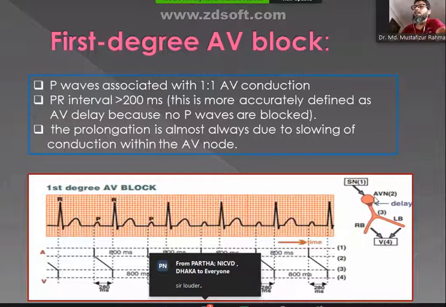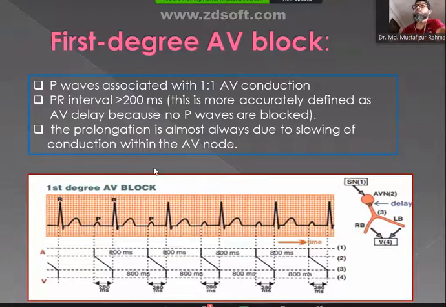The problem is in the AV node, and the name is actually a misnomer, because it is not a block. First degree AV block is not a block. It is an AV delay, a delay in the impulse exiting from the AV node to the His. So the prolongation of the PR interval is the only diagnostic clue for first degree AV block.